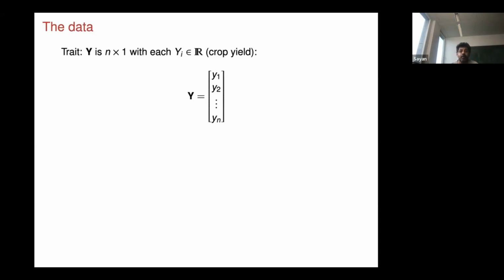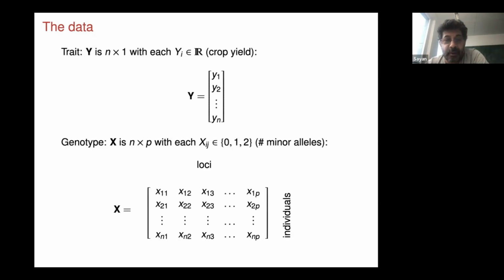So let's look at the data. Y is my phenotype. Could be crop yield, could be cholesterol level, right? And you have N of these observations. And then you have your genotype, which is N by P. And for simplicity in this talk, we're going to code up the genotypes as 0, 1, 2, which is basically just the number of minor alleles at each locus. So you have individuals and you have loci.